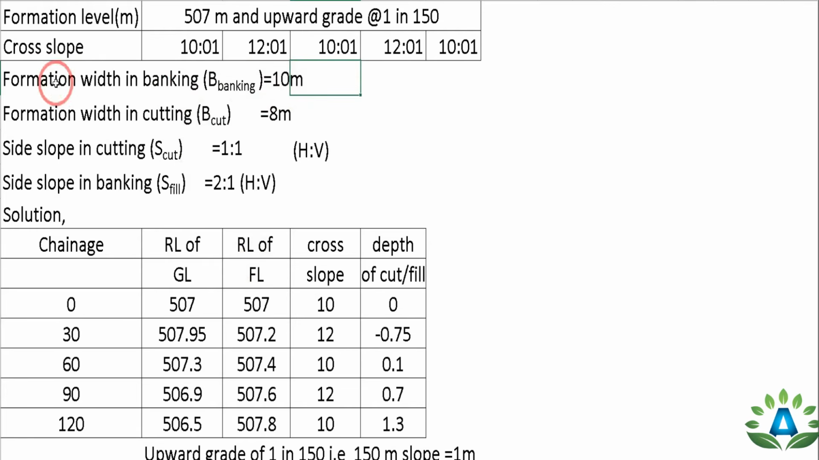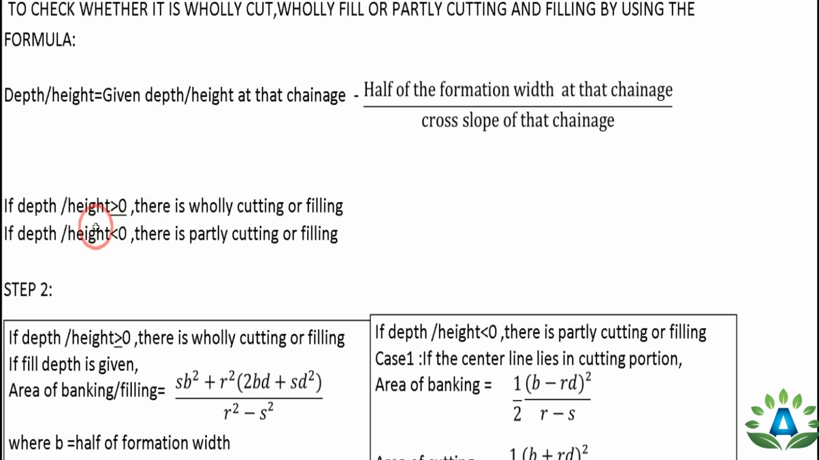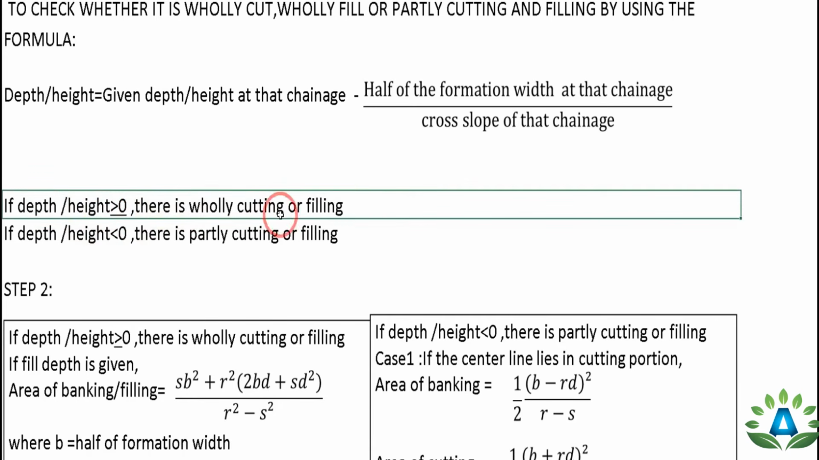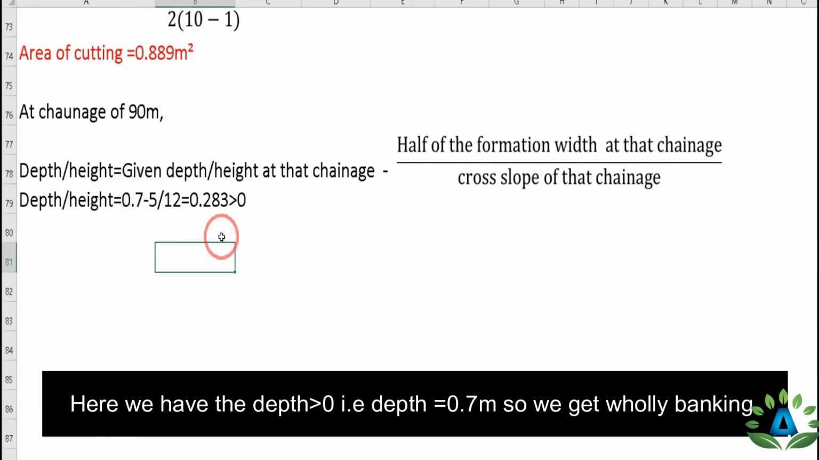So here we have this formation width in banking equals 10 meter. We need to use only the half of the formation width in banking. That will be 10 by 2, that is 5 meter. So 5 divided by the cross slope at that chain is 12. While solving this, we get its value as 0.283, which is greater than 0. So if this depth is greater than 0, there will be wholly cutting or filling. But here this portion is the depth of the fill, so we will get the wholly fill portion, that is wholly banking portion.